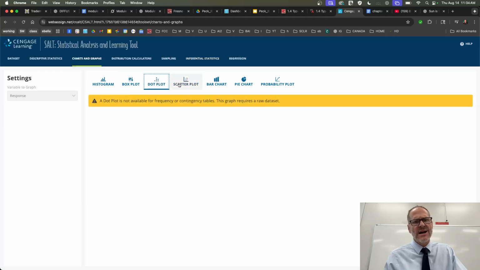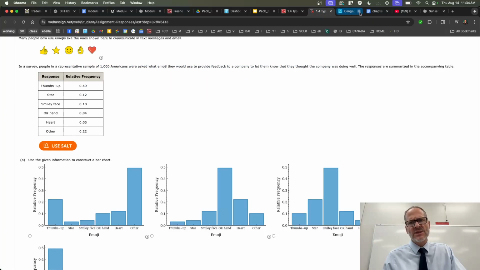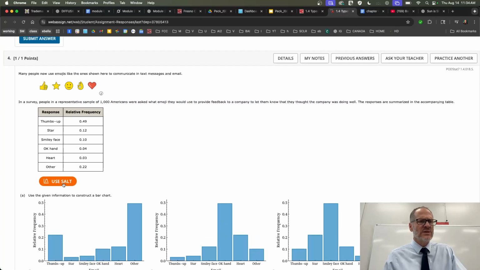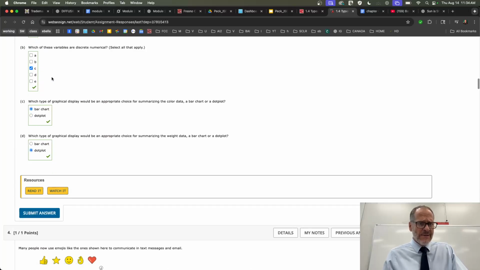I could look at a dot plot, a scatter plot, bar chart, right? So you could just come over here and play with these. And we'll see this again in a second. But that's what SALT is. So SALT is really useful. So these orange buttons are useful as you're doing that, right? And also these buttons. So here, you can see you have a read it and you also have a watch it.